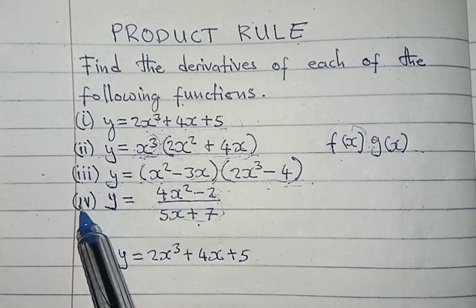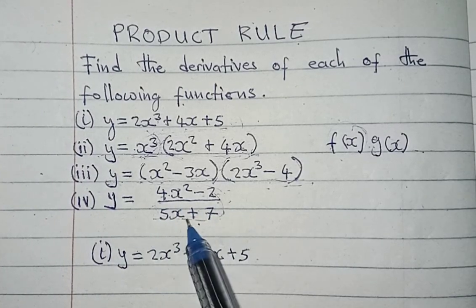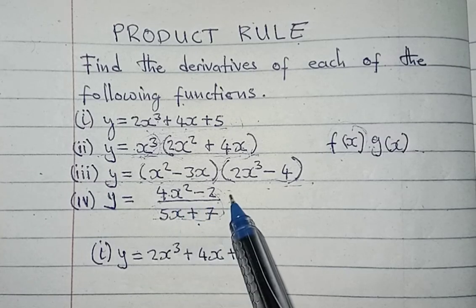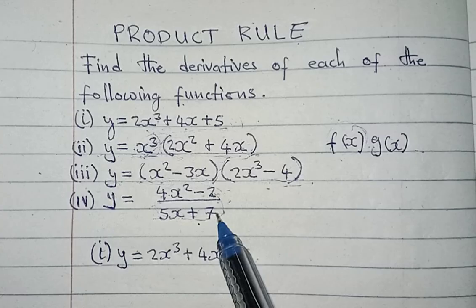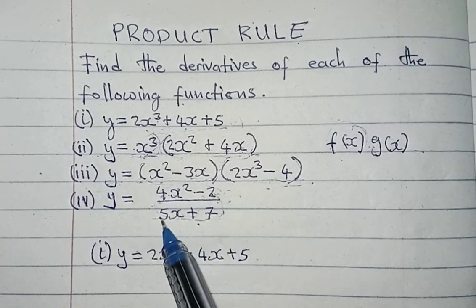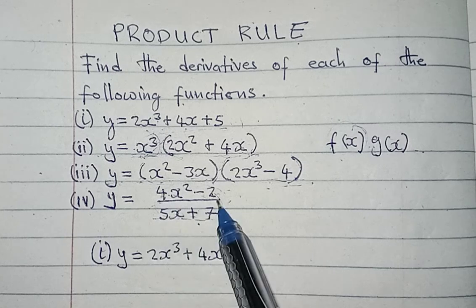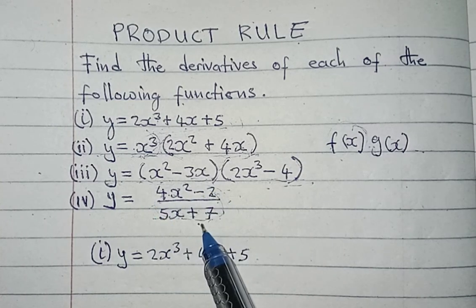As for the fourth example, we have y is equal to 4x squared minus 2 over 5x plus 7. We have no functions which are subjected to multiplication. This is 4x squared minus 2 divided by 5x plus 7. This is division of two functions, so the product rule cannot work.